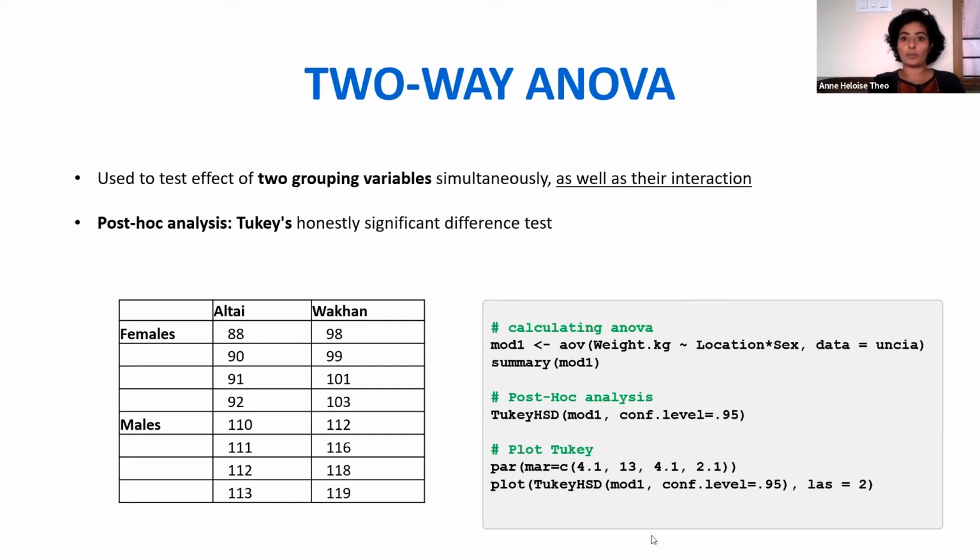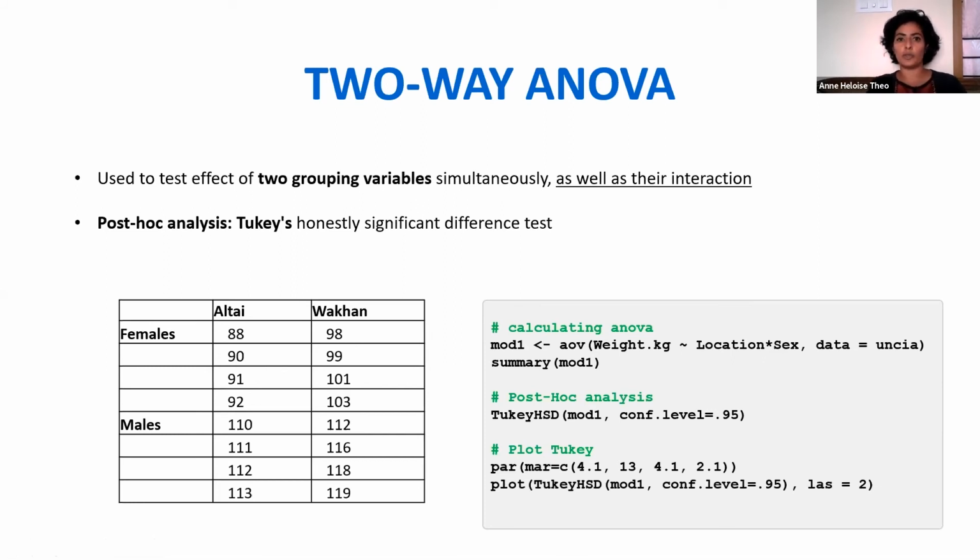Now we move to two-way ANOVA. So what do you do? Let's say you have two factors. For example, in the UNCR data set, we have location, Altai versus Bakan, and we have sex for all the leopards, males versus females. If I just compared males and females to each other, or Altai and Bakan to each other, there is some loss of information here, because you might just miss an effect if you do these pairwise comparisons.